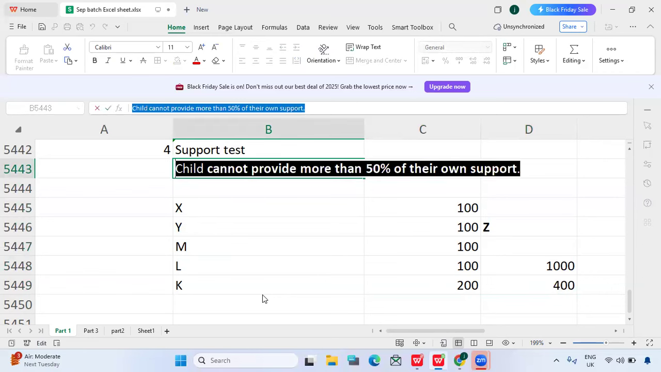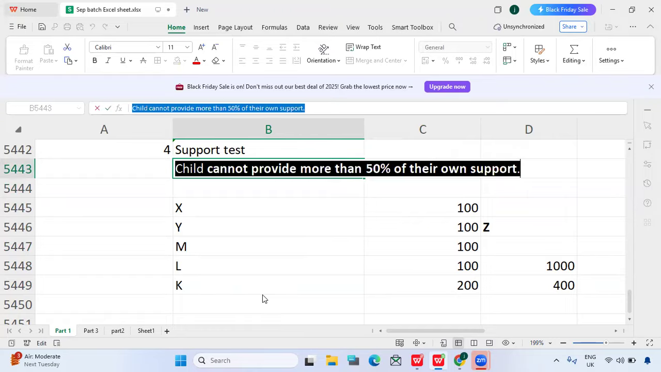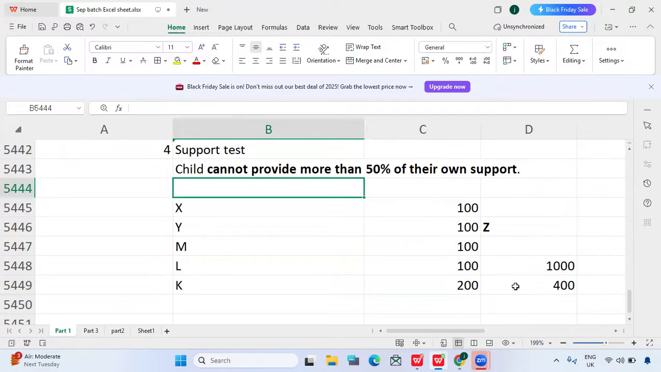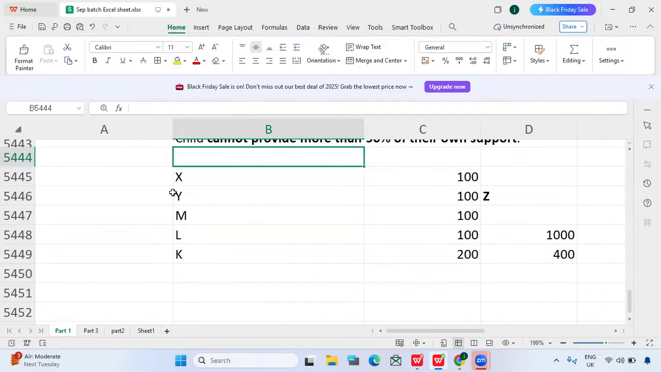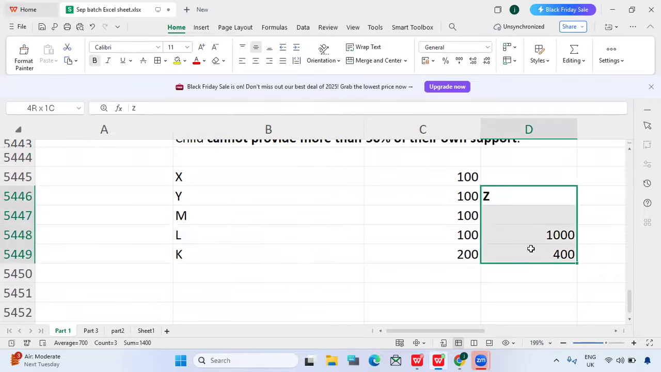Here is the important point. This is clear. Support test. So children cannot provide more than 50% of their own support, but anyone can give. No need to give only parents. His relatives or friends or anyone can give, but he himself should not provide more than 50% of his own expenses, his own support. Then only we will consider the person as a qualifying child. Is this clear?